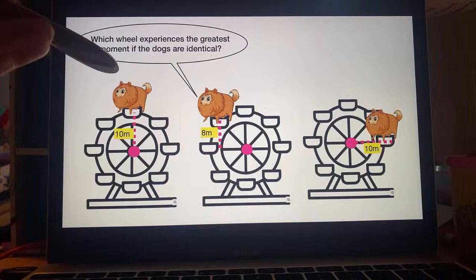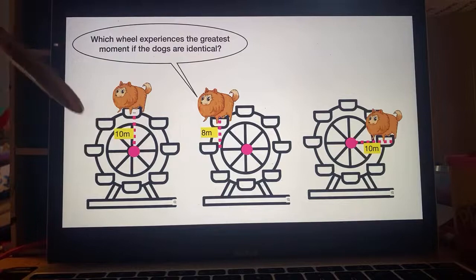In the first one, Janet is sitting directly above the pivot in the carriage and is 10 meters away from the pivot. In the second image, Janet is in the second carriage down and is 8 meters above the middle carriage, if you like. And in the third picture, Janet is in the very middle carriage, 10 meters away from the pivot. Which wheel experiences the greatest moment, please, if it's the same dog in each picture? Which wheel experiences the greatest moment? This is my moment. Which one?